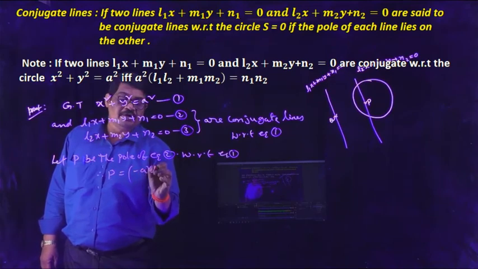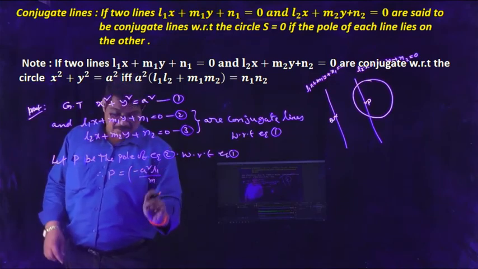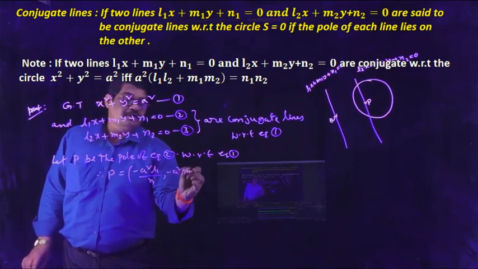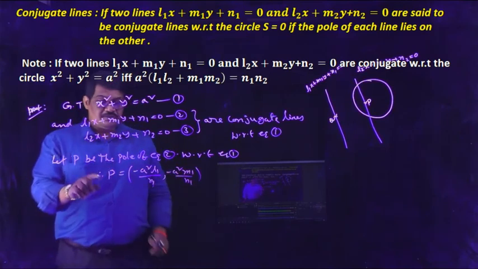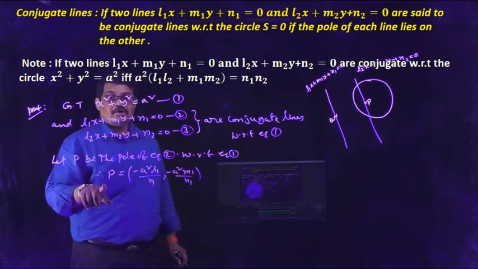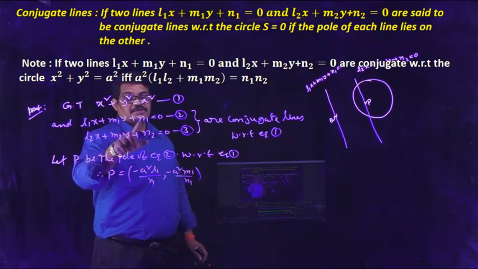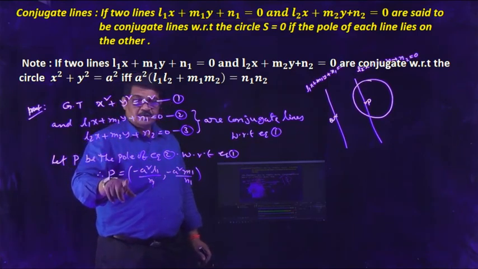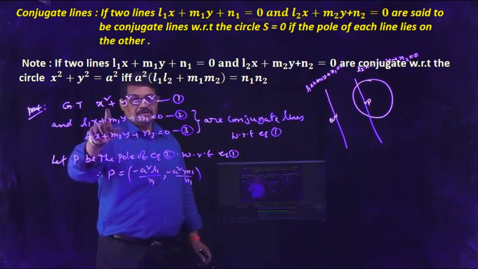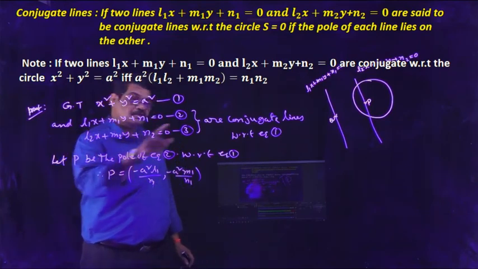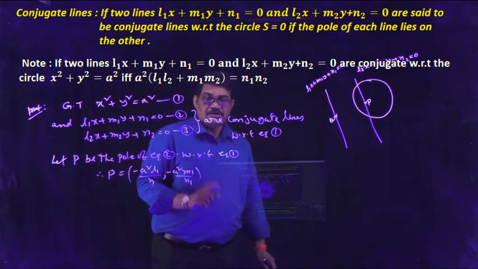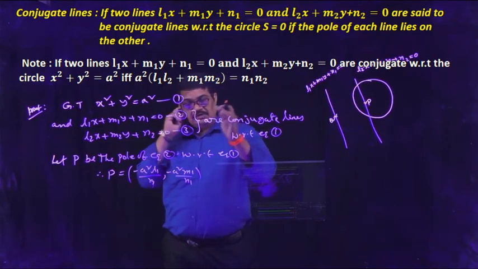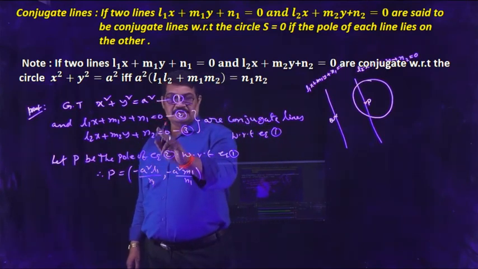The pole is minus a square L1 by N1, minus a square M1 by N1. So this is the formula. We have to find the pole of the line L1x plus M1y plus N1 is equal to 0 with respect to the circle. So this is the formula for finding the pole of the first line with respect to the circle. Here these two lines are given as conjugate lines. Then what is the conjugate lines definition? The pole of each line lies on the other line.